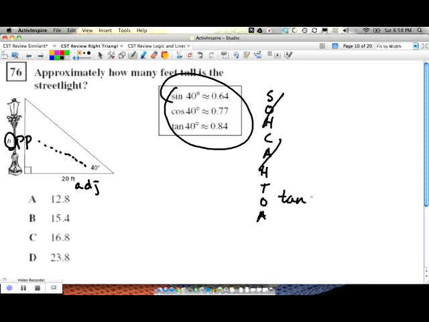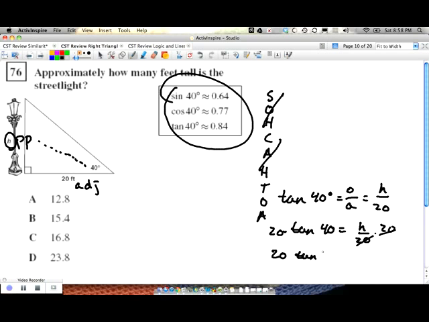It's the tangent. So tangent of the angle, in this case 40 degrees, equals the opposite over the adjacent, which is our h over 20. So tangent of 40 equals h over 20. Well, if I make a 1 here on the left by doing 20 over 20, then I can get that h by itself. That just means I got to multiply the other side by 20. So I have 20 tangent 40 equals the height. Not the hypotenuse, but the height.